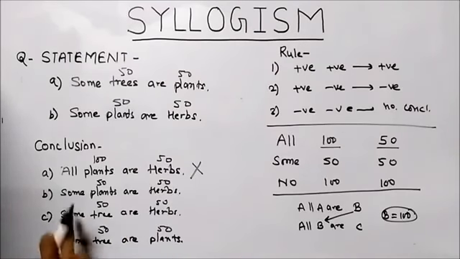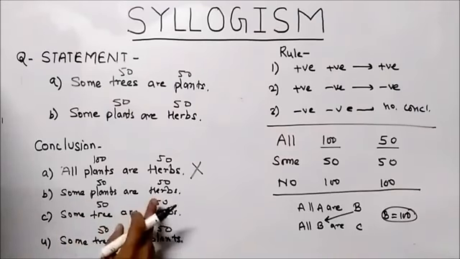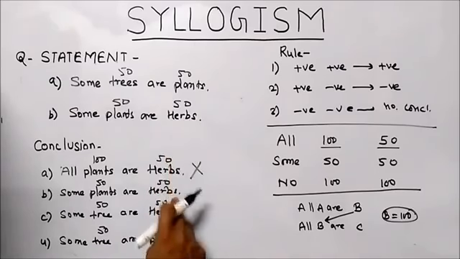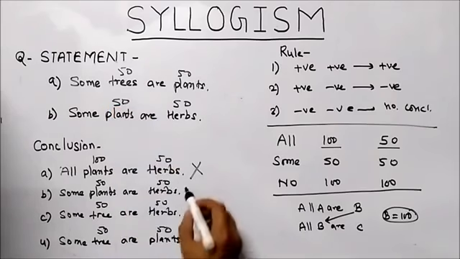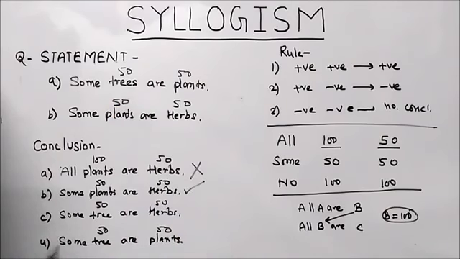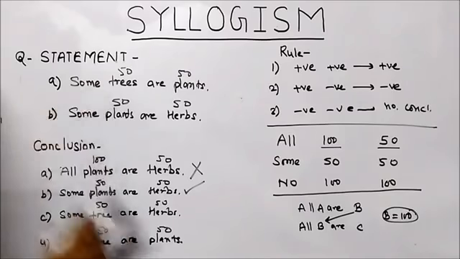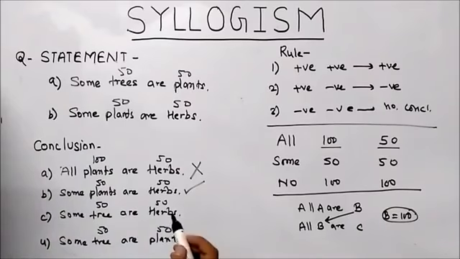Now check the second conclusion. Some plants are herb. This conclusion is made up of two elements, plants and herb. Plants and herbs are present in only the second statement. Now check their values. Herb here is 50, 50. Here plant is 50, here plant is 50. This conclusion is true. Now check the third conclusion. Some trees are herbs. This conclusion is made up of two elements, tree and herb. Tree is present in the first statement. Herb is present in the second statement. There is no direct relation between these two statements, so this conclusion is not true.